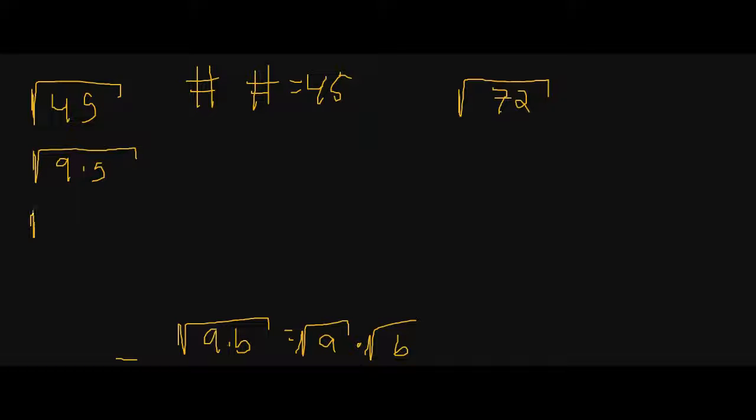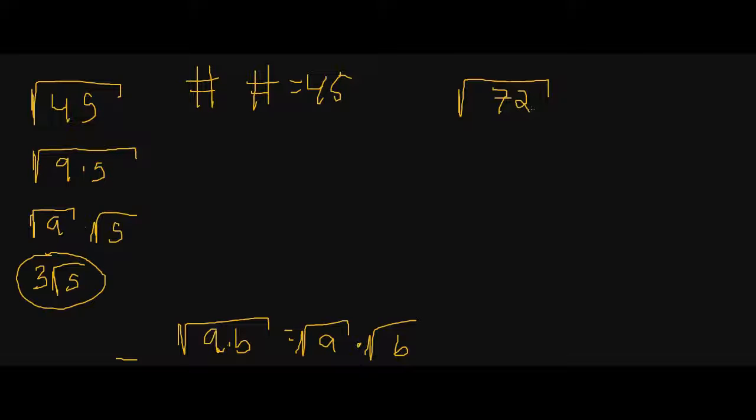Now we can break this up as the square root of 9 times the square root of 5 using this conjecture. The a here is the 9, the b is the 5, and we just break it up as the square root of a times the square root of b. Now, what is the square root of 9? That's just 3, and then we just have the square root of 5. This is our simplest radical, and we were able to reduce this down to its simplest form.